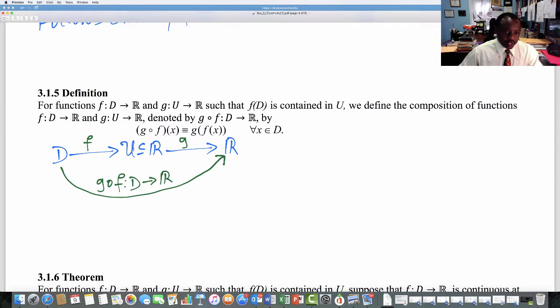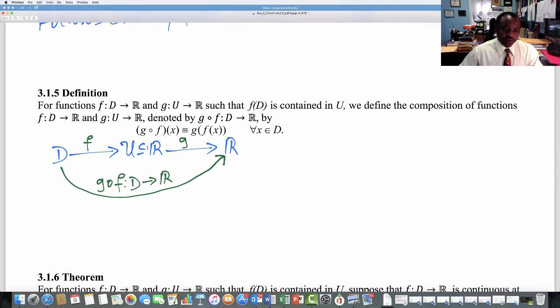So look at this picture right here. f is a mapping from D to R, but since f of D is contained in U, we can view f as a mapping from D to U. U is a subset of R, and g is a mapping from U to R. So we can link this chain up and we would have a mapping from D straight to R, and this is called g composed with f from D to R, or g circle f.